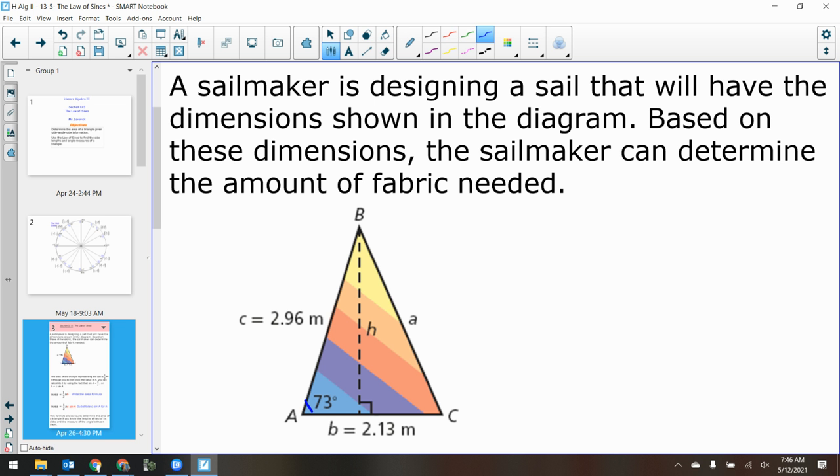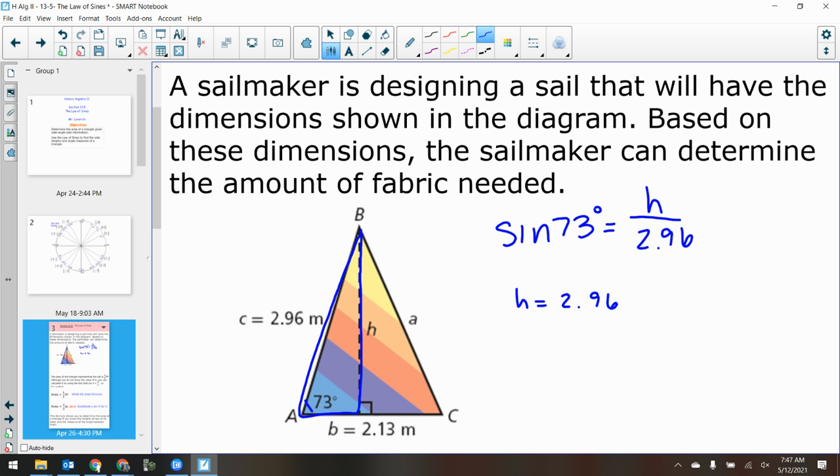Maybe let me ask you this. What's the sine of 73 degrees in this triangle? The opposite over the hypotenuse. So I've created an equation that I can solve for the height. You see that? Just given the angle and one of the other side lengths, I can actually calculate what the height would be. So just running it as an expression here, the height is going to be equal to 2.96, just multiplying over to the other side, 2.96 times the sine of 73.